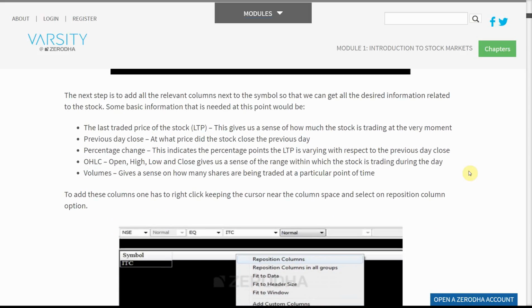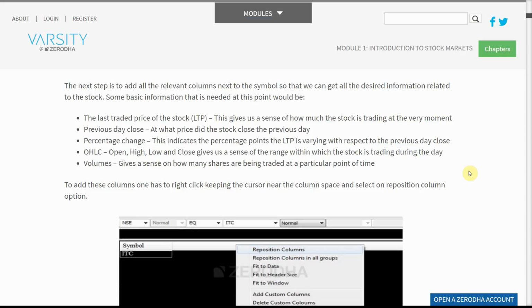The next step is to add all the relevant columns next to the symbol so that we can get all the desired information related to the stock. Some basic information that is needed at this point would be the last traded price of the stock, LTP. This gives us a sense of how much the stock is trading at the very moment. Previous day close. At what price did the stock close the previous day? Percentage change. This indicates the percentage points the LTP is varying with respect to the previous day close.